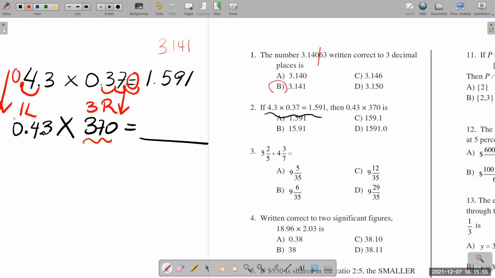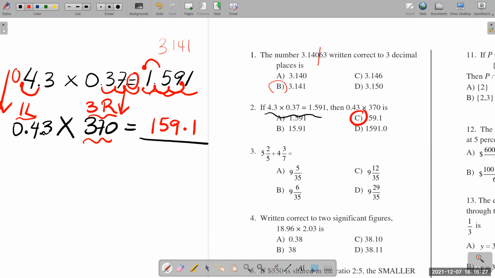So once you figure out how many jumps you have to make, you apply those jumps to this answer here. So there we go. First, we're going to jump to the left once. That's going to put the point here. But we need to now jump to the right 3 times. So this is where the point was. So let's jump 3 times. 1, 2, 3. So what is our answer? Our answer is then 159.1.